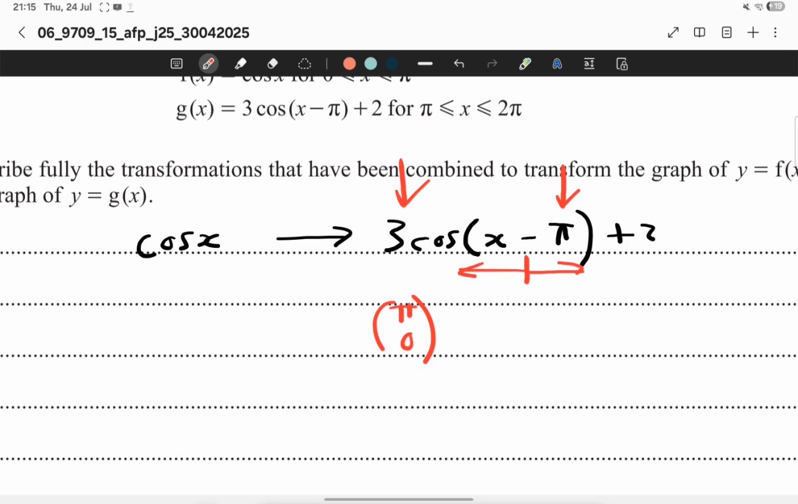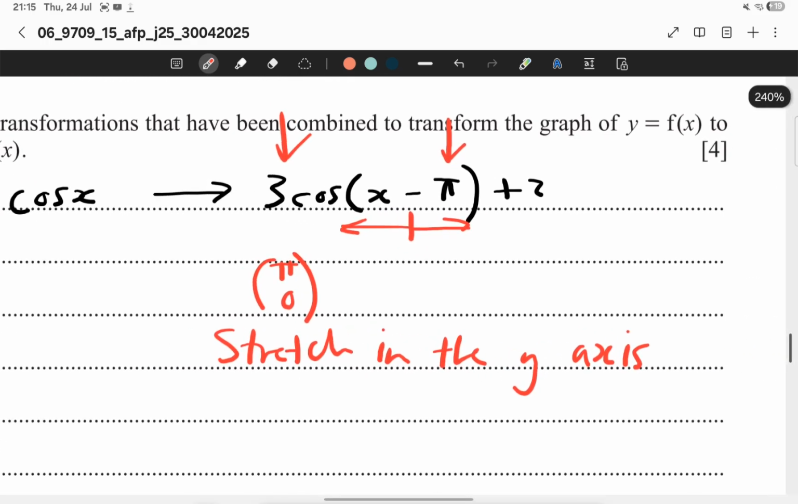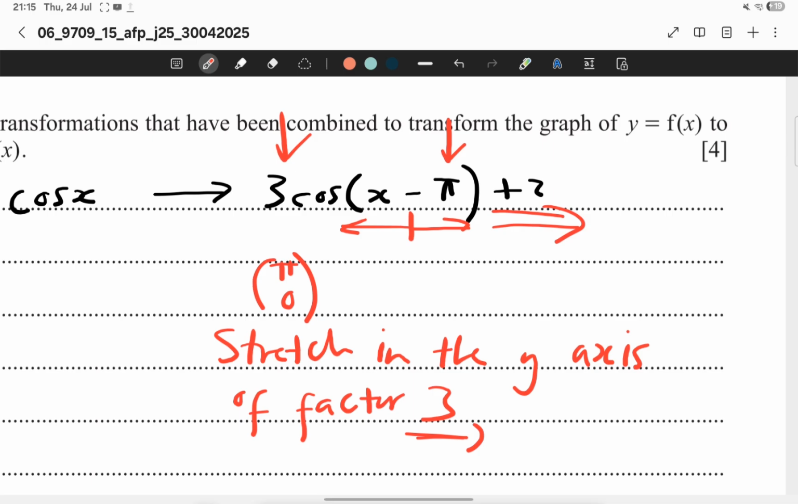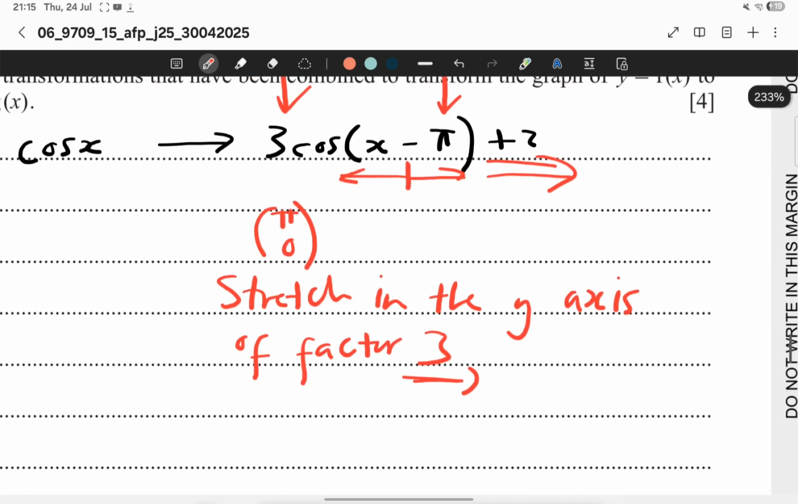Then after that, this follows. Right? And that's a stretch in the y-axis, or a vertical stretch of vector 3, right? A vertical stretch of vector 3. Then lastly, we have this one. This is now a vertical translation, right? A vertical translation of 2 units going up, which we can show as a vector as (0, 2), right?